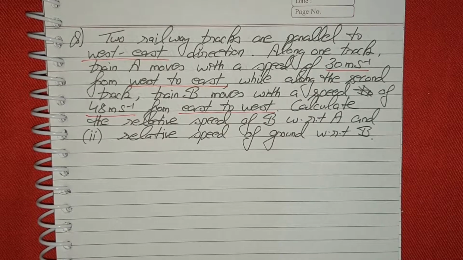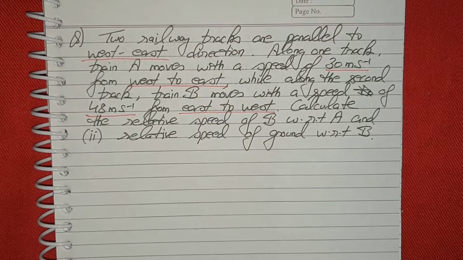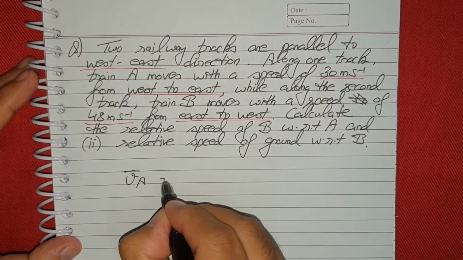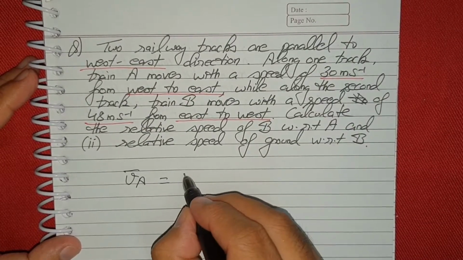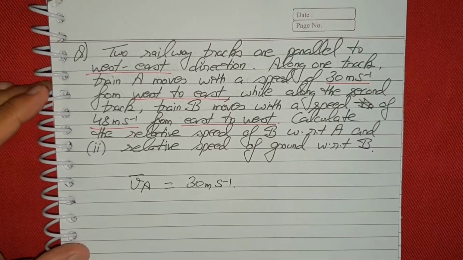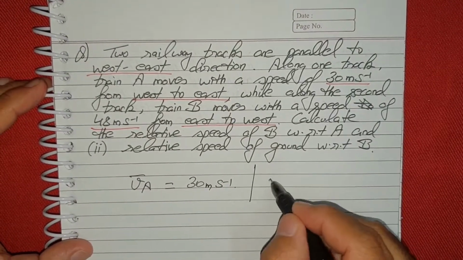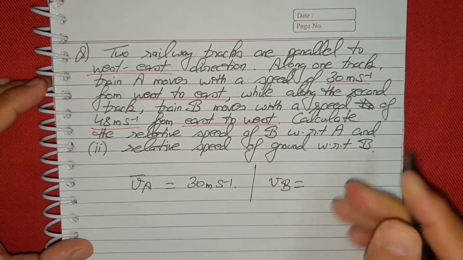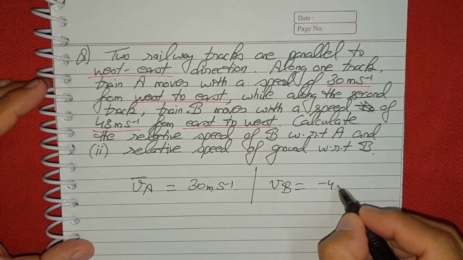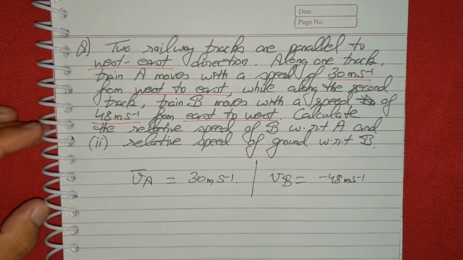As I have already told you, west to east direction we will take positive. So VA, which is moving in the west to east direction, is 30 meter per second. West to east direction positive. And VB, I am taking from east to west, that is minus 48 meter per second. Okay.